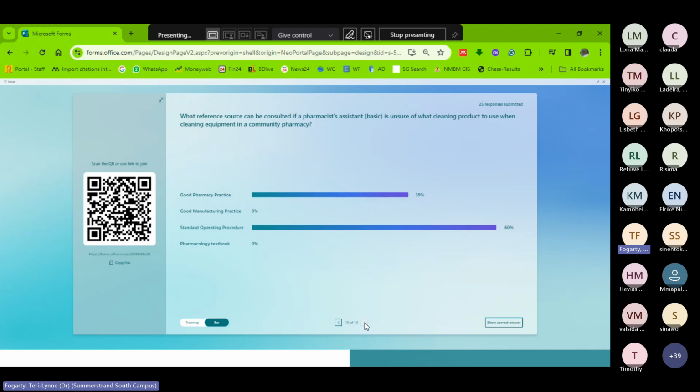Okay, and then the last question on the general section. What reference source can be consulted if a pharmacist assistant basic is unsure of what cleaning product to use when cleaning equipment in a community pharmacy? Glad you chose Good Pharmacy Practice and Standard Operating Procedures. Those are the correct documents, but which one is most correct?